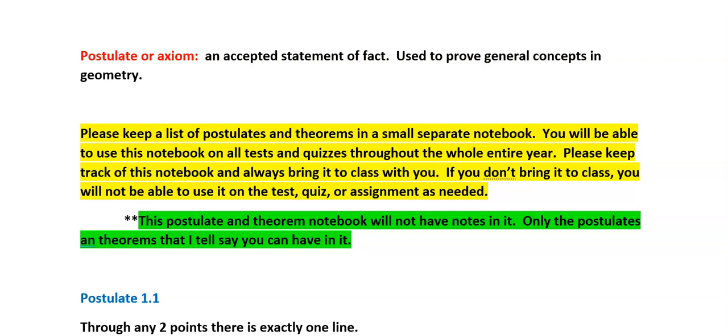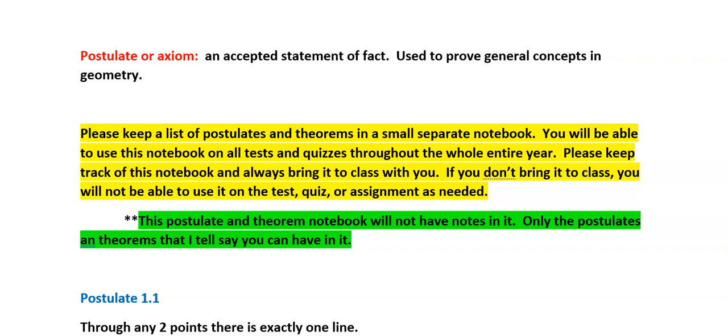You also read the part in green. I want you to keep a small notebook with the lists of these postulates and theorems in there. I want it to be separate from your notes. It's easiest if you just have them in a separate notebook, because then you won't mix up notes and postulates and what can you have and what can you not have on the test.